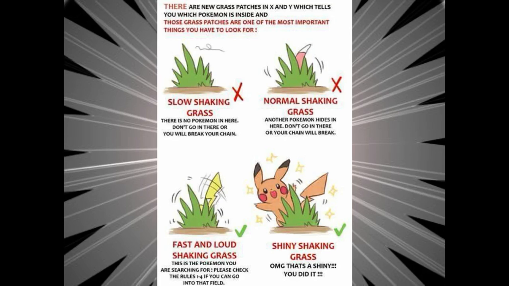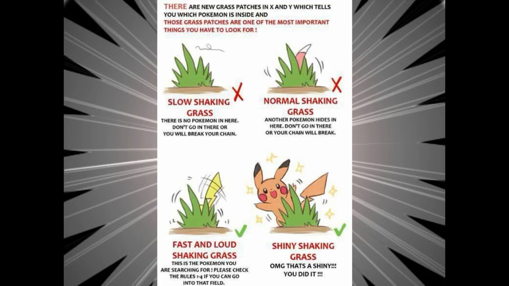Now, it's sometimes kind of hard to tell, especially if you're in a big patch of grass, because everything's in the same area and it's all green. You just don't know, but it's kind of easy to tell sometimes. Like it says, these are the ones you don't want to go in, and the ones you do. The slow shaking grass, no. It's not gonna be that, it'll break your chain. The normal shaking grass, nope, that's just a random encounter.